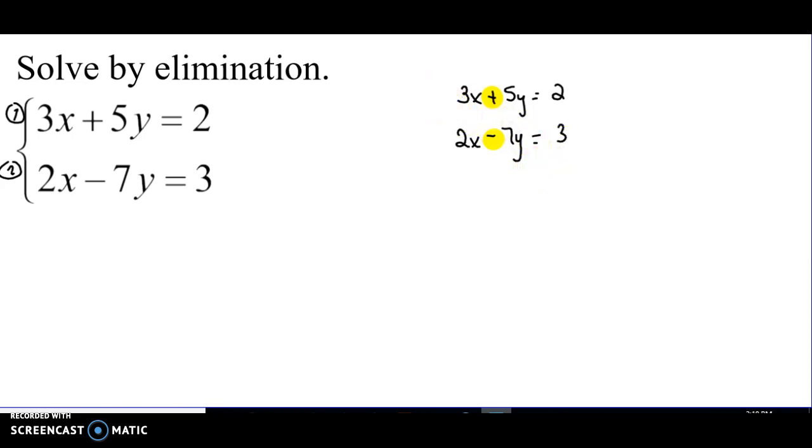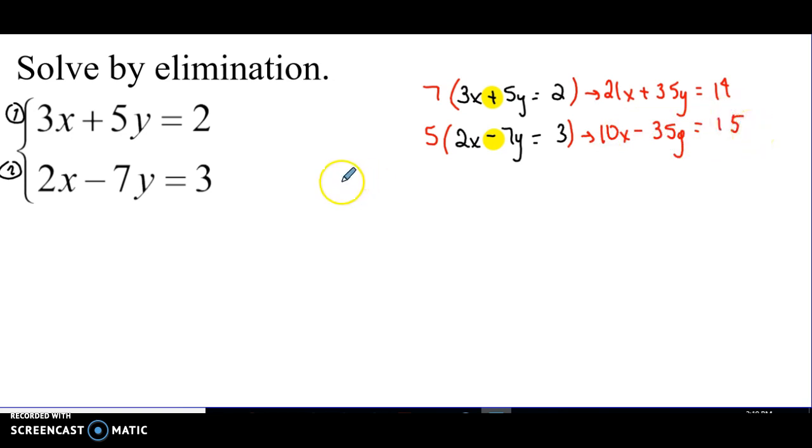So I'm going to multiply this entire equation by 7 because I know that if I multiply 7 times 5, that'll give me a positive 35. And if I multiply the second equation by 5, that'll give me a negative 35, which will help me to eliminate the y value. So from here, I'm going to go ahead and rewrite it as if I multiply everything by 7. So I have 21x plus 35y equals 14. The second equation reads 10x minus 35y equals 15.